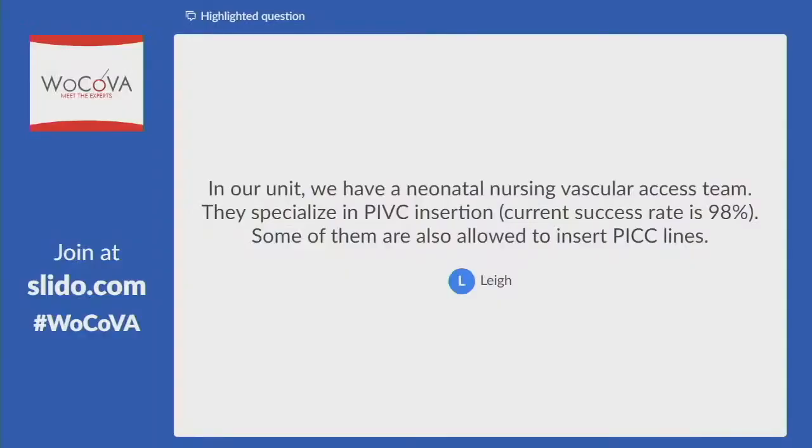But thinking of the procedure itself, I like to think that the procedures are not diagnostic acts, they are not therapeutic acts, they are just a form of general care to the patient. There is a comment from another colleague about neonatal. Lee says that in our unit we have a neonatal nursing vascular access team specialized in peripheral IV and also PICC lines. I think this is a very good example.